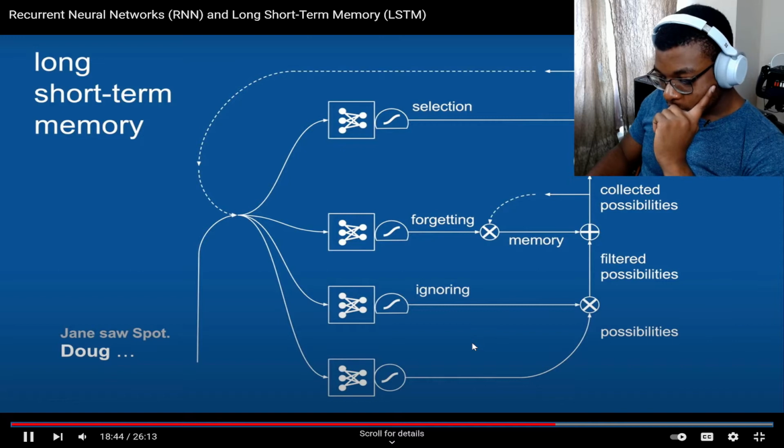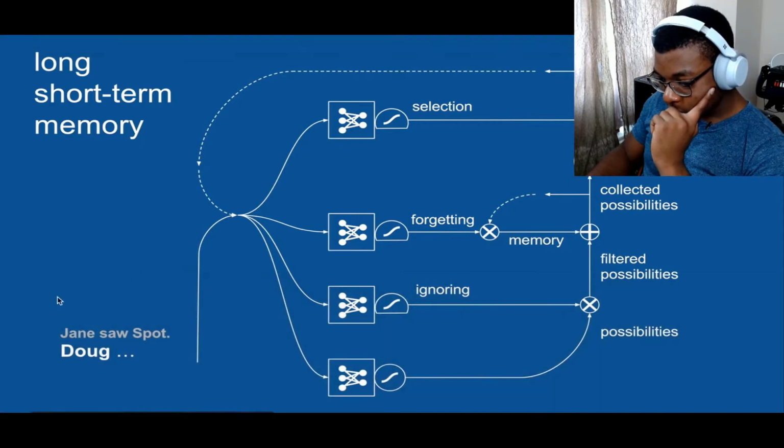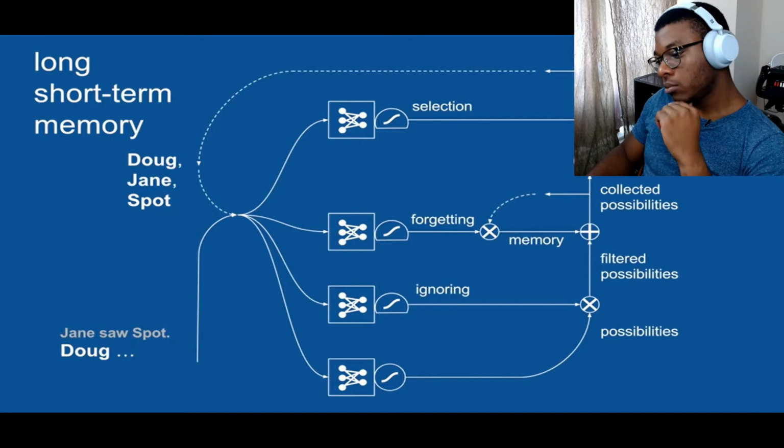So far, our story so far is Jane saw Spot, period. Doug is the most recent word that's occurred in our story. And also, not surprisingly for this time step, the names Doug, Jane, and Spot were all predicted as viable options. This makes sense. We had just wrapped up a sentence with a period. The new sentence can start with any name, so these are all great predictions.